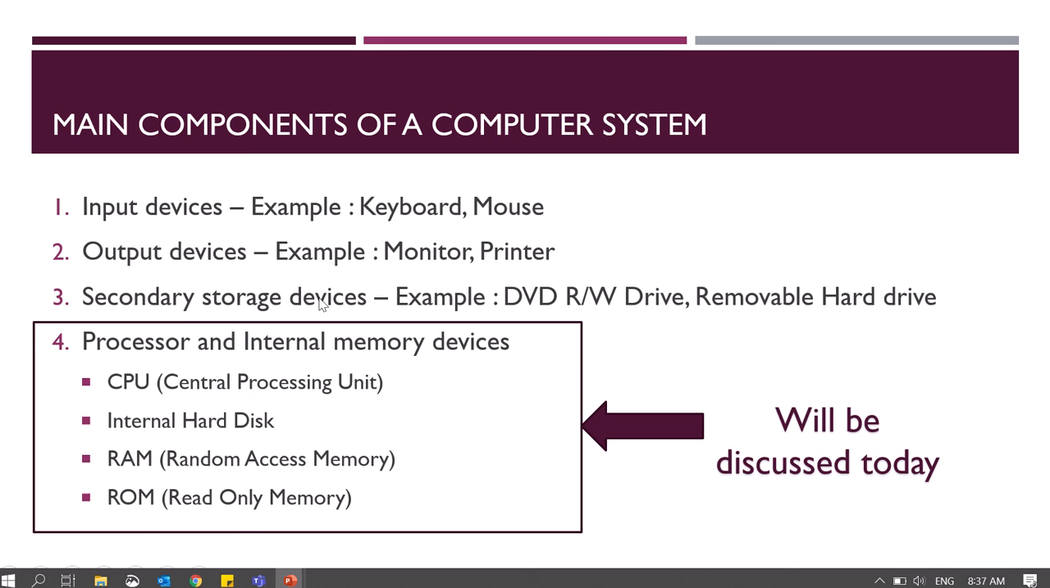This fourth part or component is what we are discussing in today's lesson, and the other 3 components will be discussed in your next theory recorded lesson. Under processor and internal memory devices, we will try to discuss the CPU today, which is your central processing unit, the internal hard disk, and the RAM and ROM.